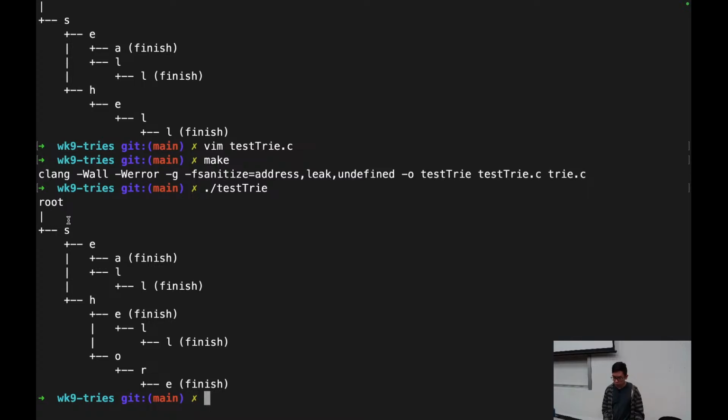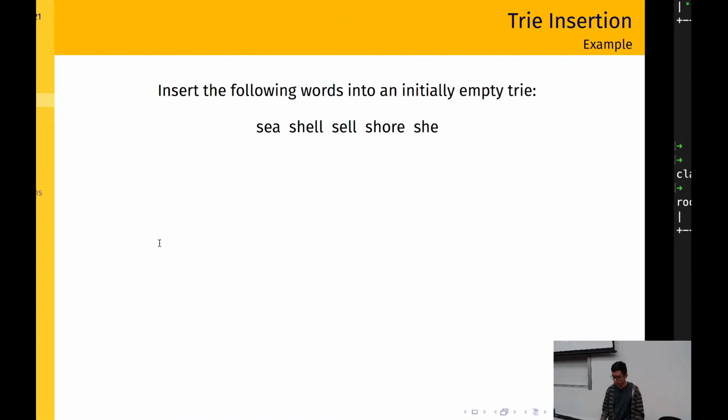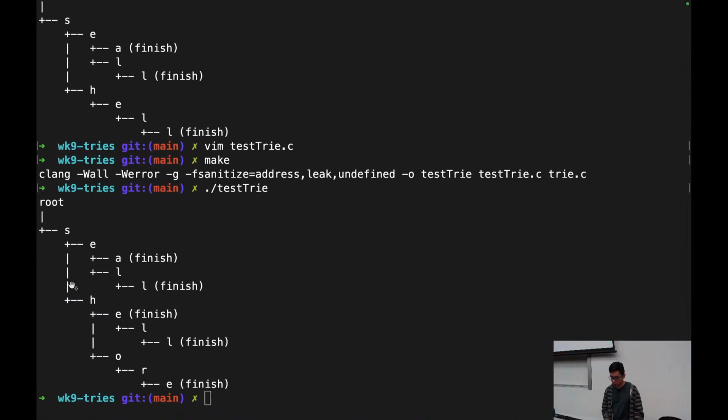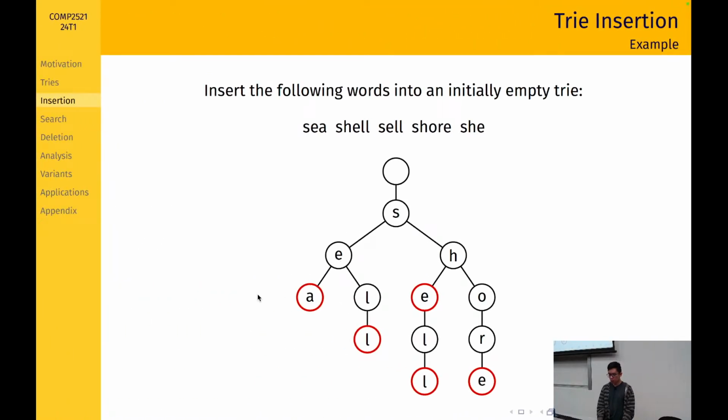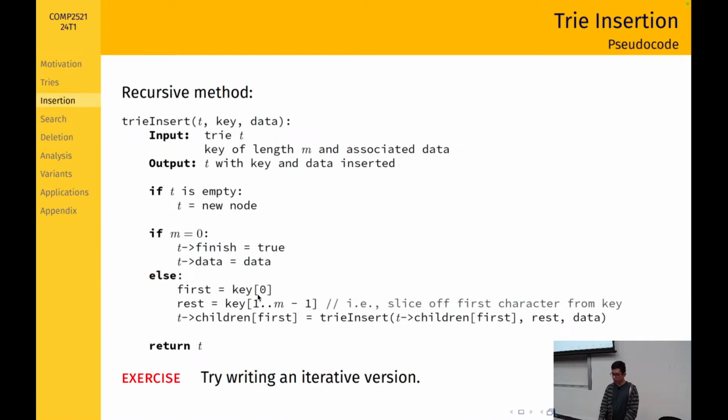So notice that the root node has one child, which is S. This S here has two children, E and H. This E has two children, A and L. This A is a finishing node, because it's the end of the word sea. This L here is a finishing node because it's the end of the word sell, S-E-L-L. And then we have some other keys in the trie like she, shall, and shore. Okay, so there we go.